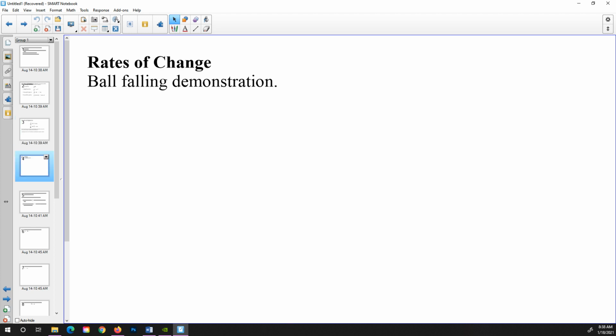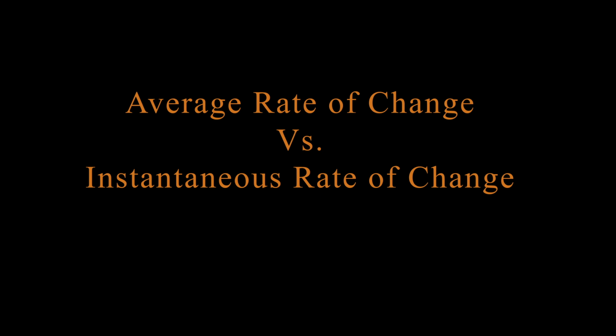So the next thing we're going to do is talk about rates of change, and I have a demonstration that is going to get us started. This demonstration is going to be the average rate of change, something that you've seen in pre-calculus, versus the instantaneous rate of change, which will be new to calculus.